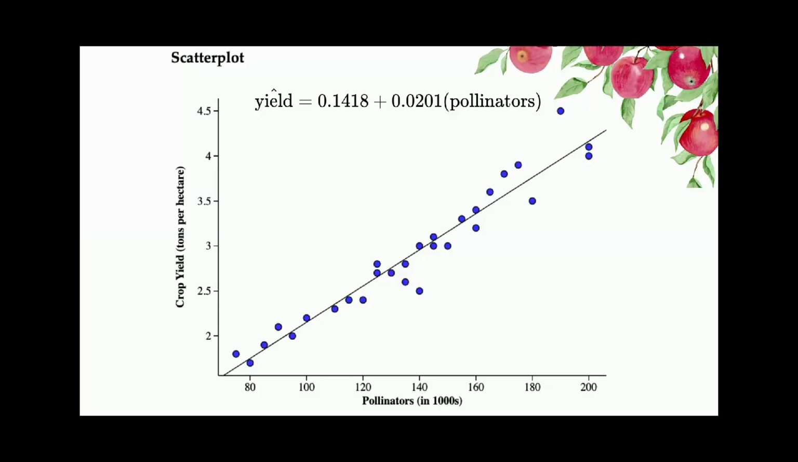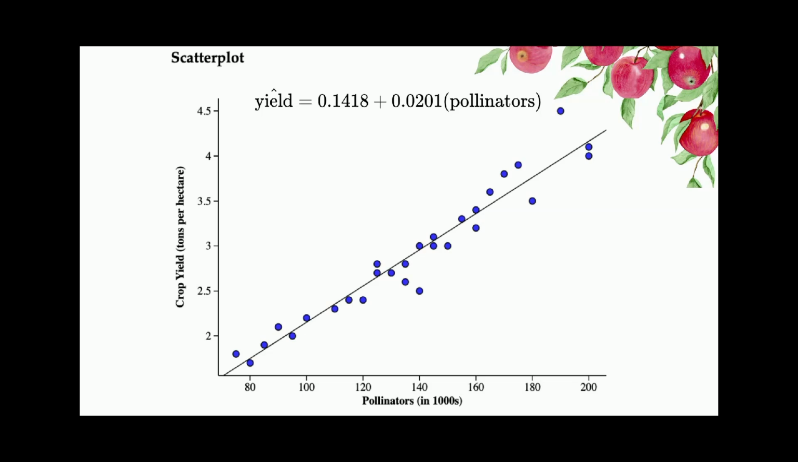Now let's explore two important concepts when using regression models: interpolation and extrapolation. Interpolation is when you use the model to make predictions within the range of existing data. In this case, our data includes pollinator counts from 75,000 to 200,000 pollinators. Predicting a crop yield for 100,000 pollinators is interpolation because it's within the range of data.